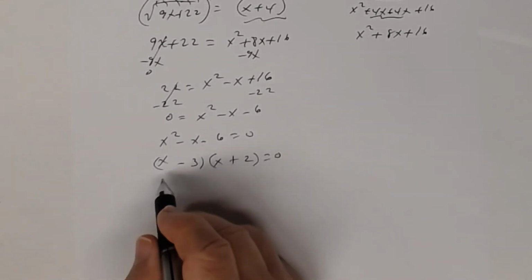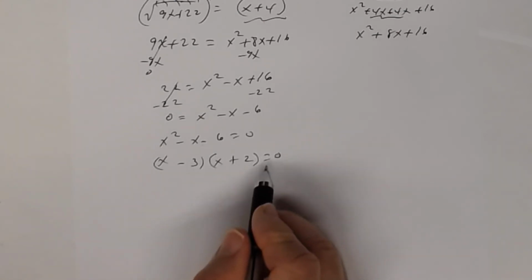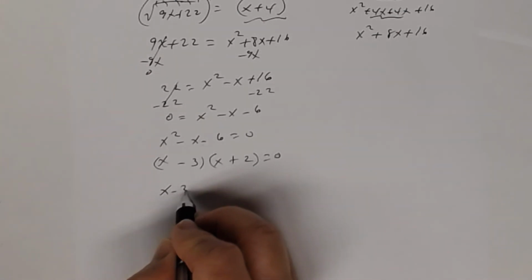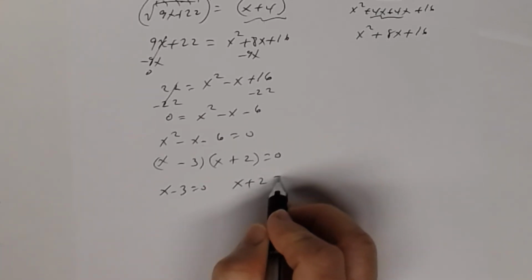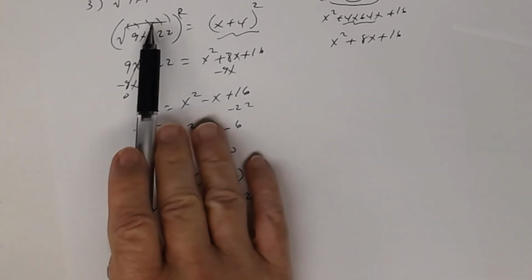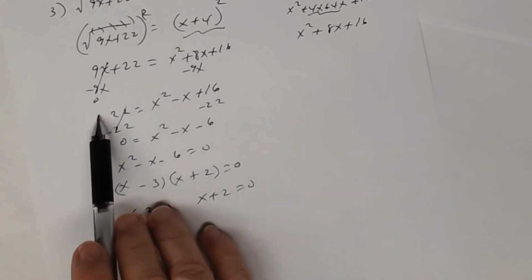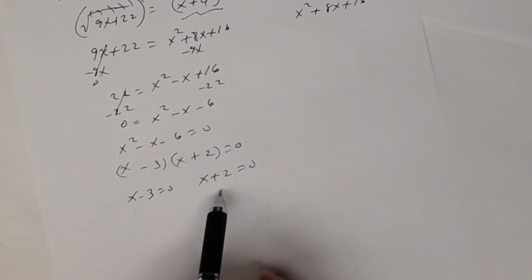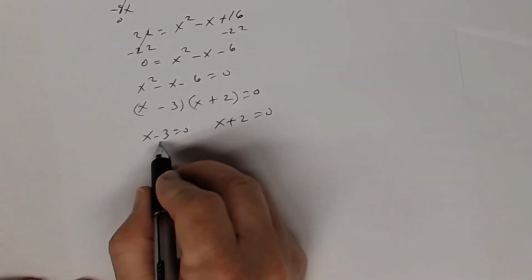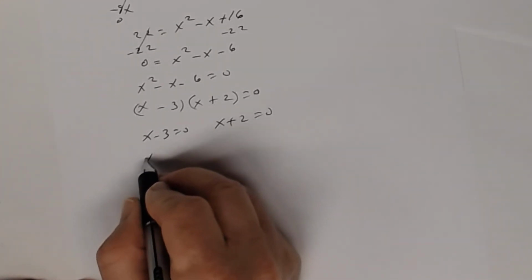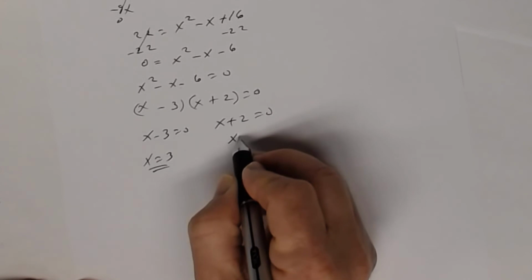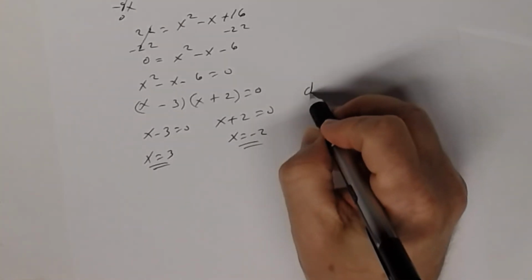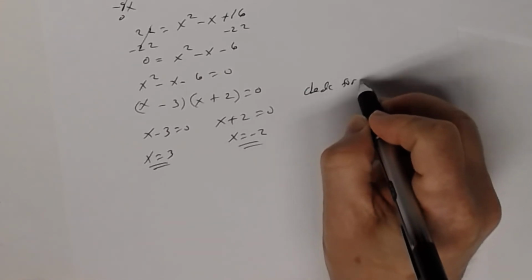So now, remember, I have two factors whose product is 0. So that means one of these has to be 0. So x minus 3 equals 0. x plus 2 equals 0. So notice I went from a square root equation to a quadratic equation to two linear equations. And now to solve these linear equations, those are easy. x equals 3, x equals negative 2. But remember, you have to check for extraneous solutions.